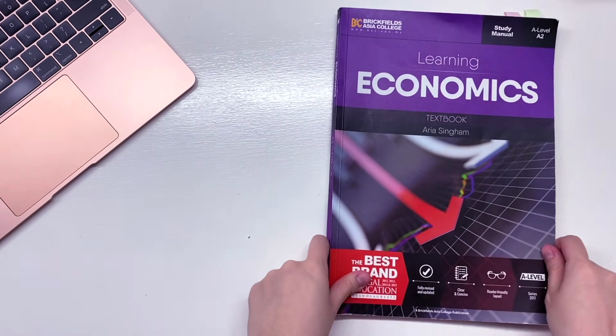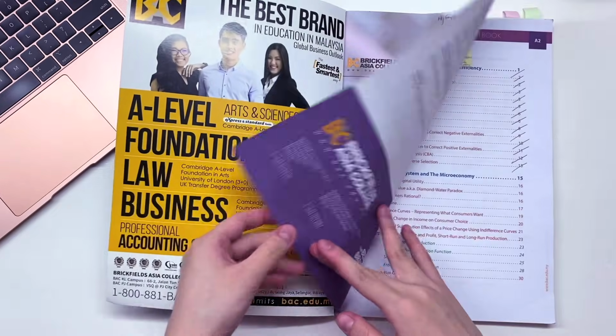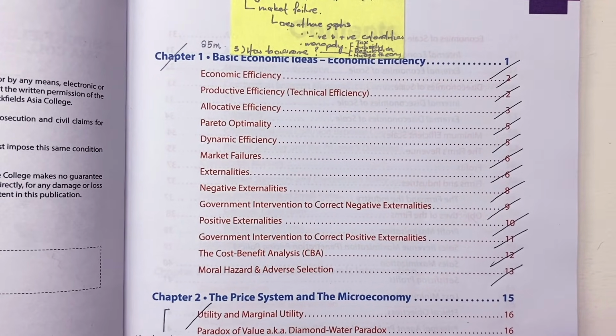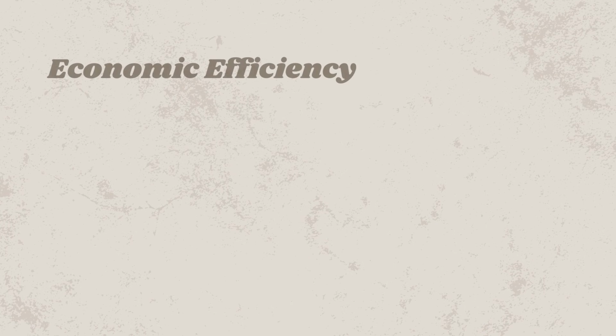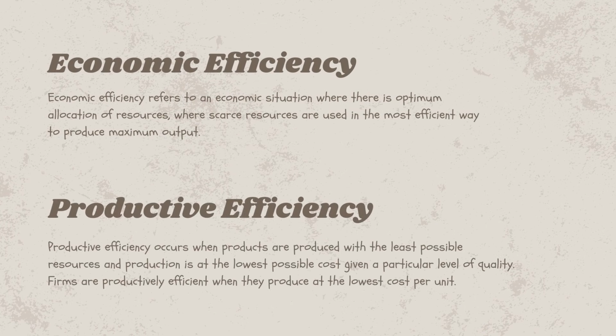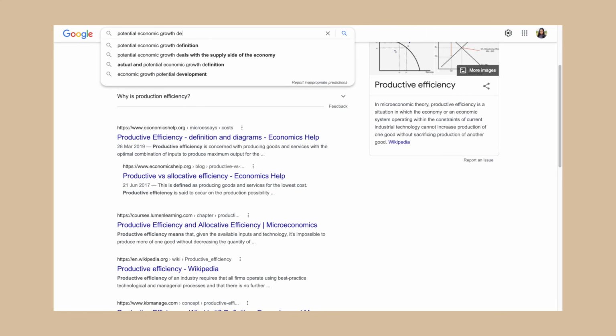So first, you take your textbook and go through each subtopic. You can see here in chapter 1 that there are 13 subtopics. You should prepare definitions for each subtopic. For example, what is the definition of economic efficiency, productive efficiency, and so on. You can find definitions really easily by just Googling the term.